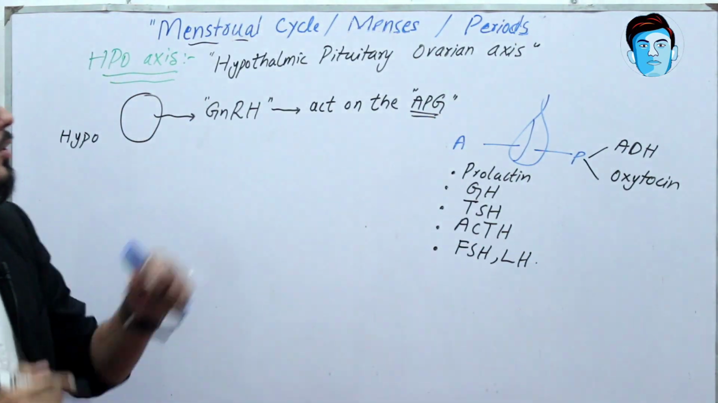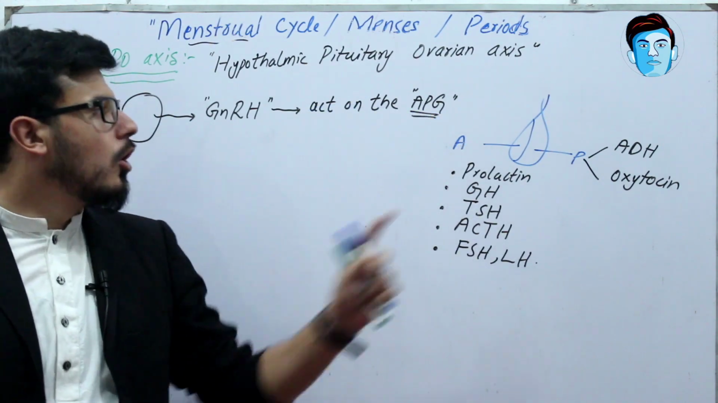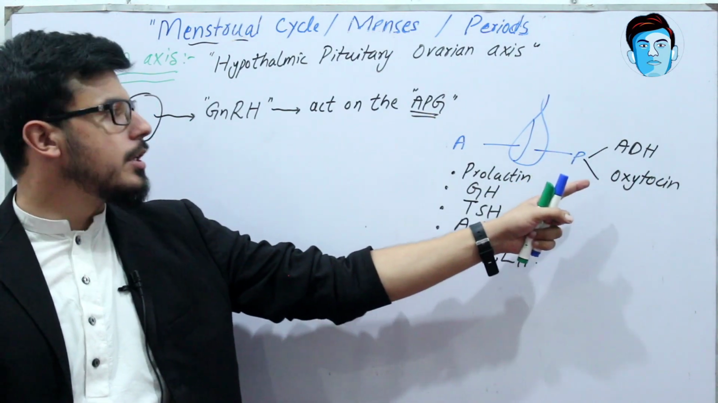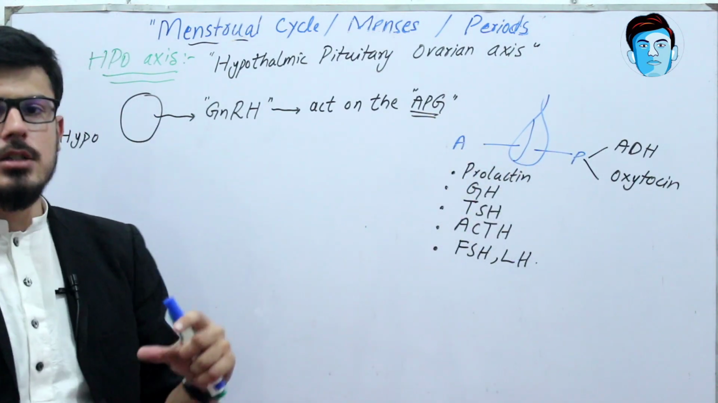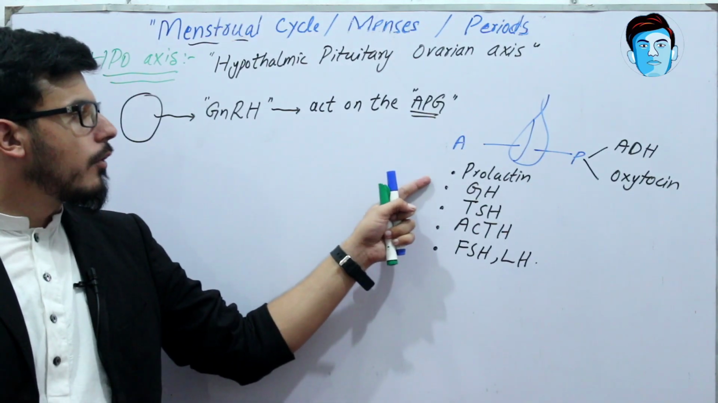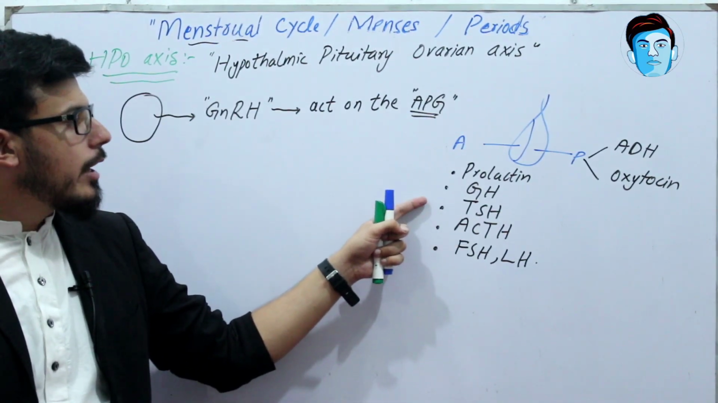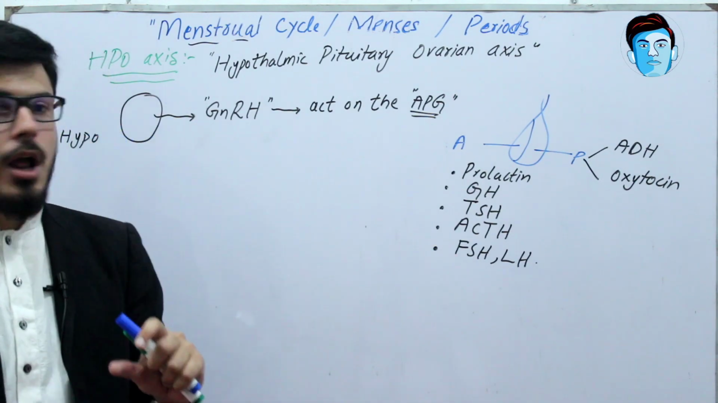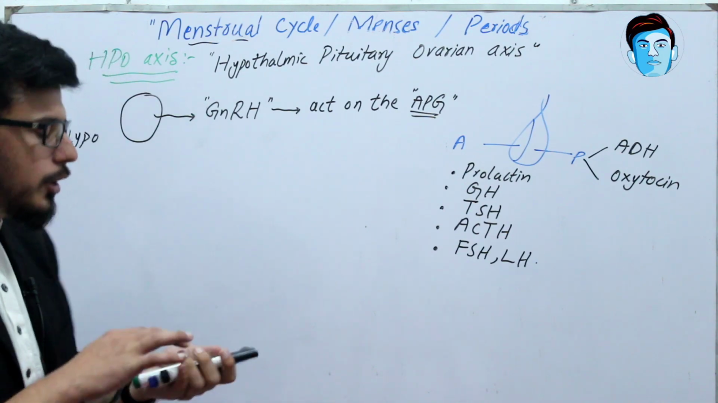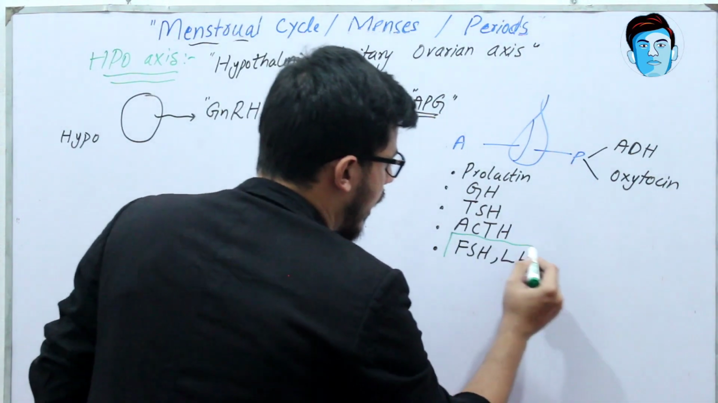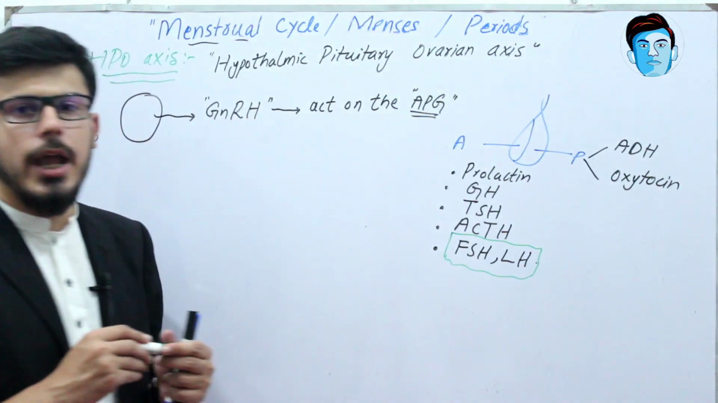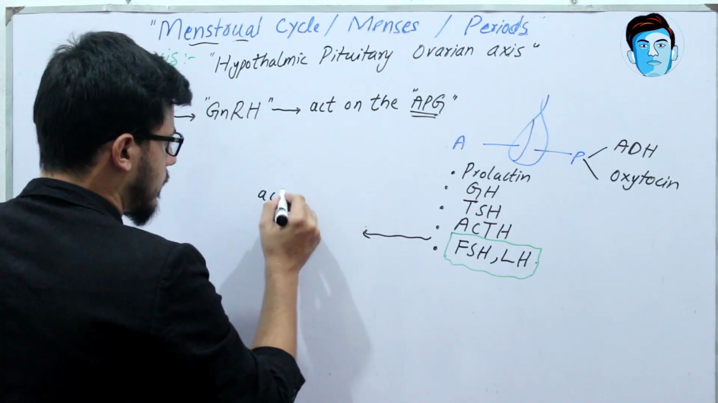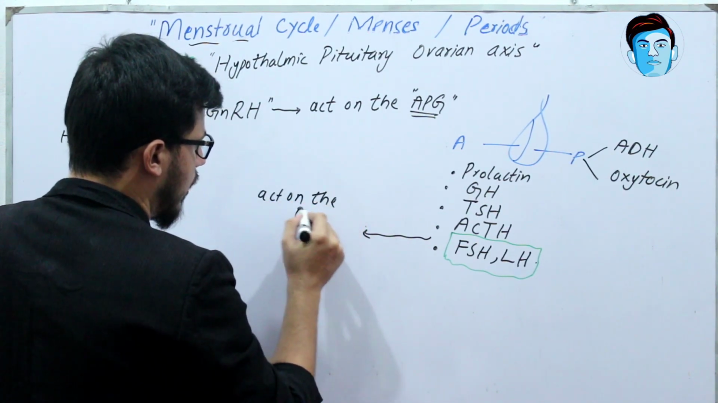Now I told you that the pituitary gland consists of two lobes, anterior and posterior. From the posterior lobe it releases ADH and oxytocin, while from the anterior lobe it releases prolactin, growth hormone, thyroid stimulating hormone, adrenocorticotropic hormone, follicle stimulating hormone and luteinizing hormone. But here we are concerned with only two hormones, FSH and LH. These FSH and LH act on the ovary.